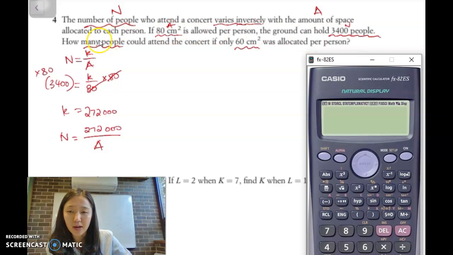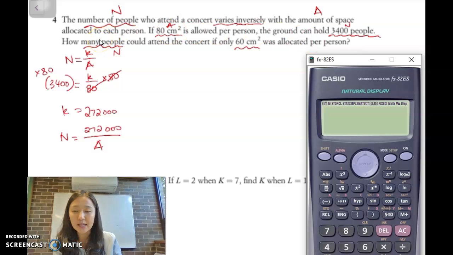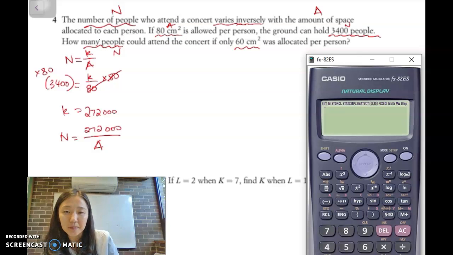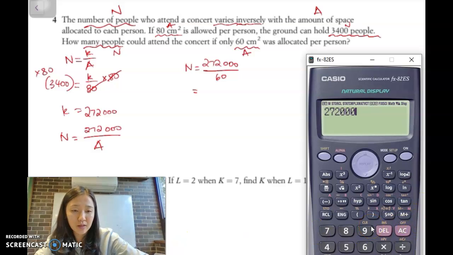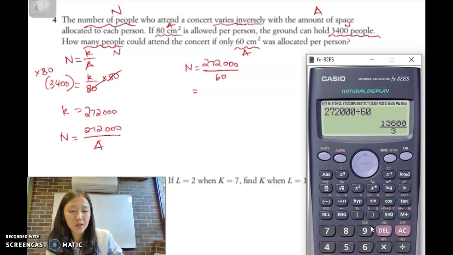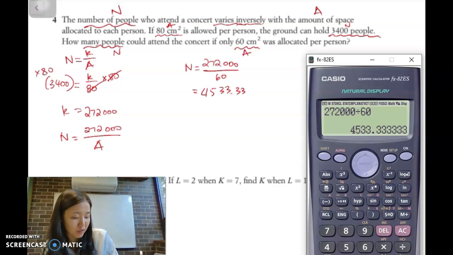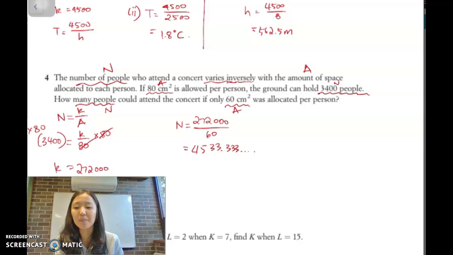Now we want to find out what N is, how many people could attend if the amount of space allocated to each person, the A, is 60. So we're substituting in the value of A into our equation and finding N. N is equal to 272,000, as per our equation earlier, over 60, which will give me the answer to that question. 272,000 over 60 is 4533.333 to be exact.